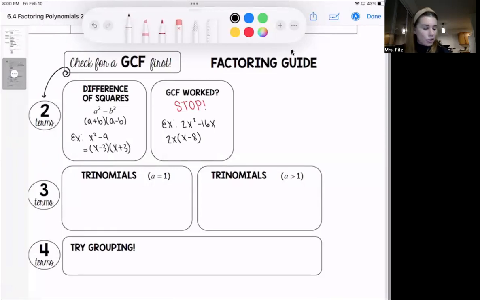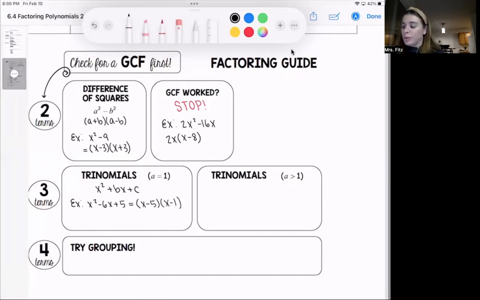Okay, you may have a trinomial where a equals 1, and if that's the case, it will look like x squared plus bx plus c. Okay, and then an example of that would be if I had x squared minus 6x plus 5. Well, negative 5 and negative 1 would work for this. This would factor to x minus 5 times x minus 1. This is just where you find the two numbers that multiply to c and add to b.